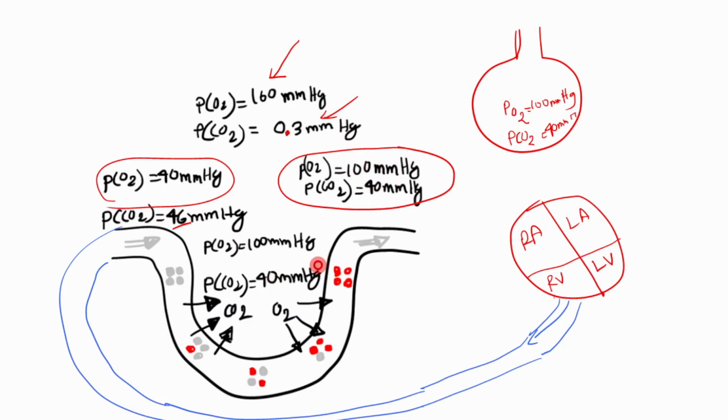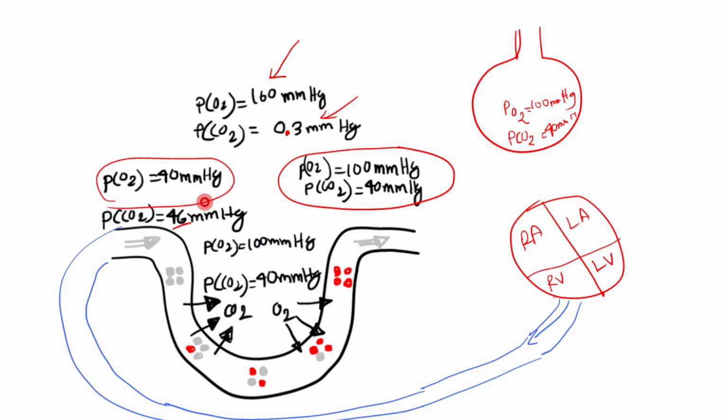But why does carbon dioxide equilibrate so perfectly when its pressure gradient is only 6 millimeter mercury? Here 46 and here 40. That means only 6 is the pressure gradient. But you see the pressure gradient of oxygen is around 60 millimeter mercury. So there's a huge gradient difference, but still carbon dioxide equilibrates perfectly.